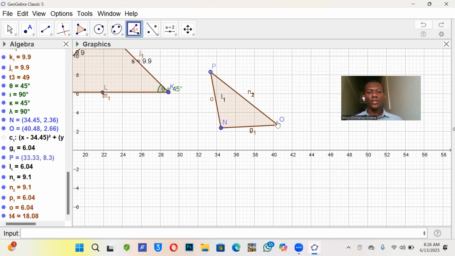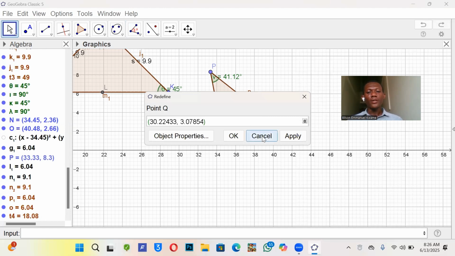How do we know it is an isosceles triangle? By measuring the interior angles, right? So this is 97. Two of the interior angles must be the same for us to confirm that it is an isosceles triangle. Now you can see that this is 41.12, this is 41.12. So this is how we draw an isosceles triangle. Did you get it? Good.